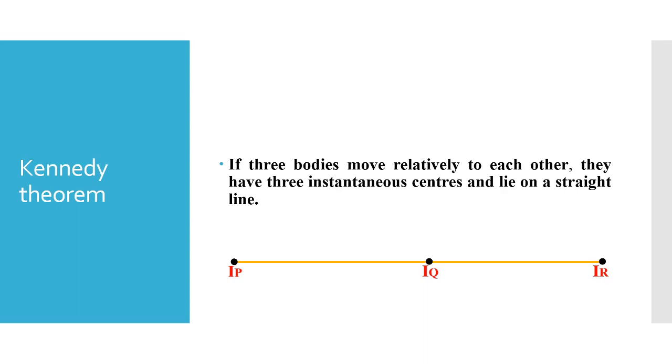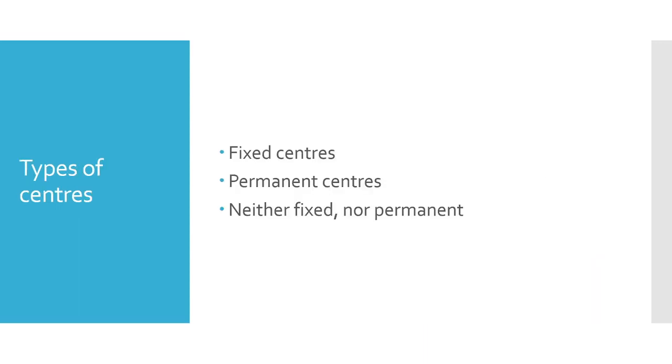Please note this down also. Then we have types of instantaneous centers, or I centers, you put. The first one is fixed centers. Then we have permanent centers, and neither fixed nor permanent. That is the third type. Or we can say we have primary and secondary centers. The first two constitute primary centers and the third one is a secondary center.